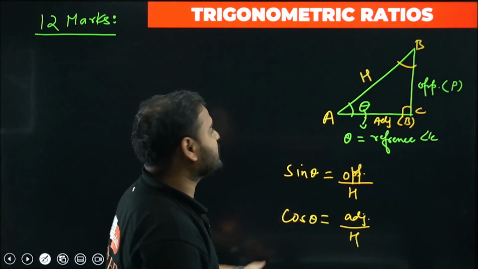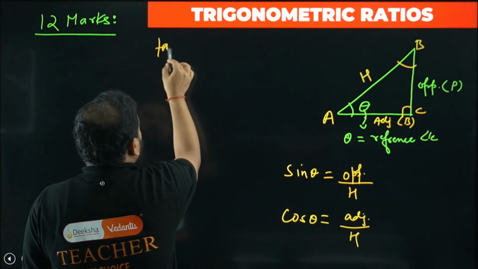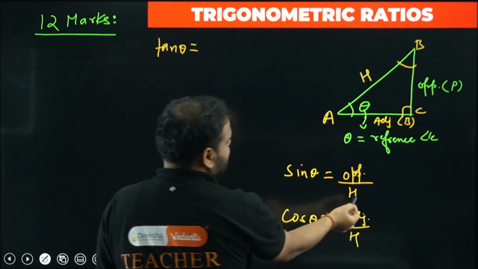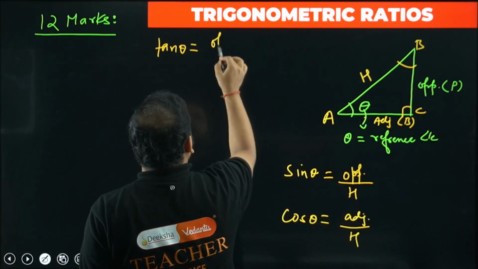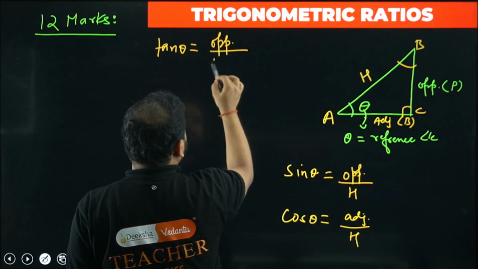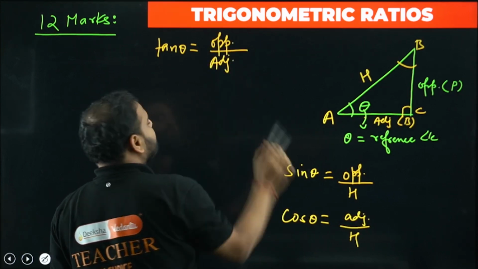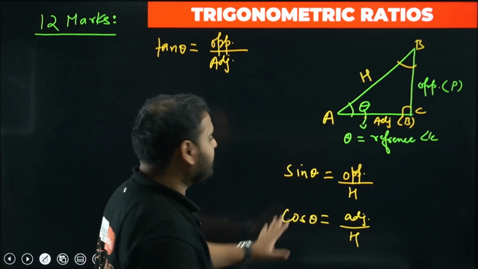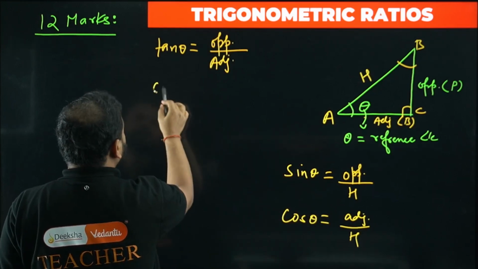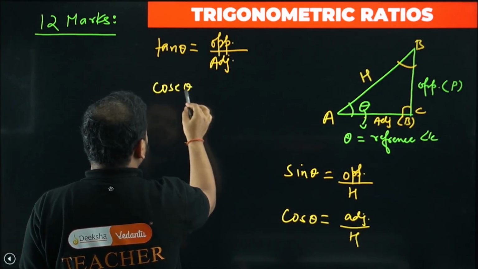Sin by cos will become what? Tan. So tan theta would be sin by cos. Now check here, the hypotenuse will get cancelled. I will have opposite by adjacent. Is that clear? I hope it is. The rest of the 3 are reciprocals of the first 3 ratios. So if I write cosec theta, what would it be?